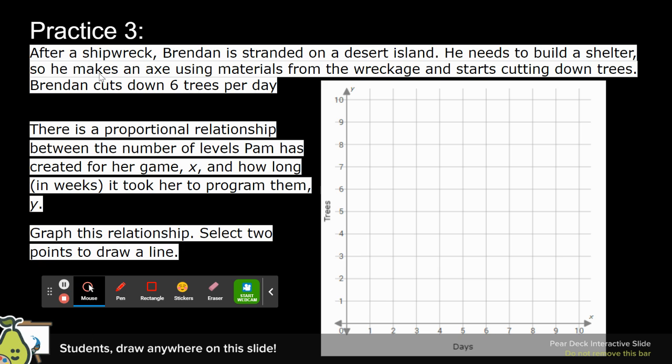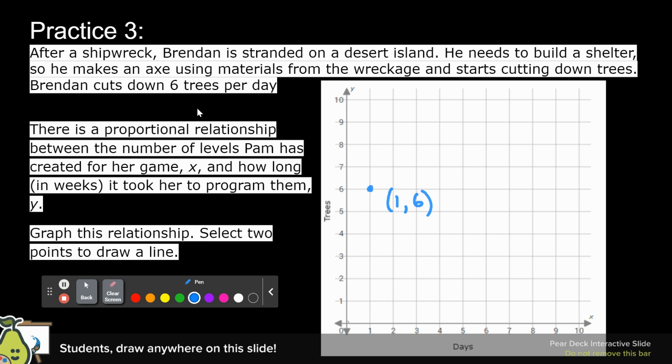All right, so let's go ahead and read this. After a shipwreck, Brendan is stranded on a desert island. He needs to build a shelter so he can make an axe using materials from the wreckage and starts cutting down trees. Brendan cuts down 6 trees per day. Okay, 6 trees per day. So what is that point there? Let's go ahead and see. He does 6 trees per 1 day. So that point there is 1, 6. Again, we got to pay attention to what our x coordinate represents and what our y coordinate represents.